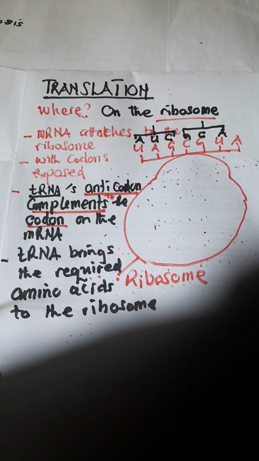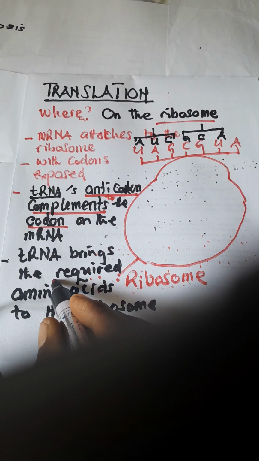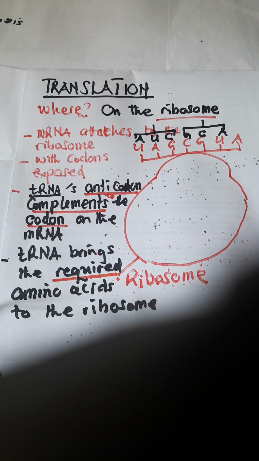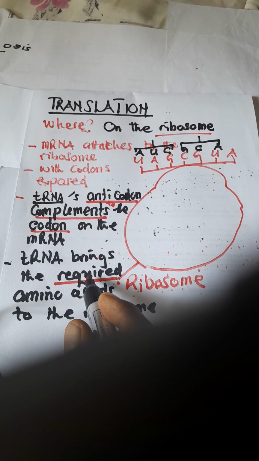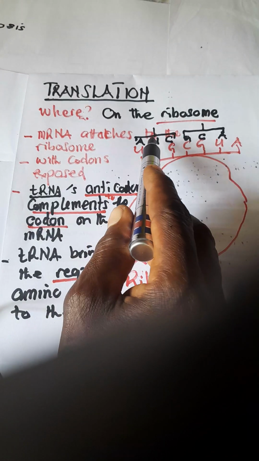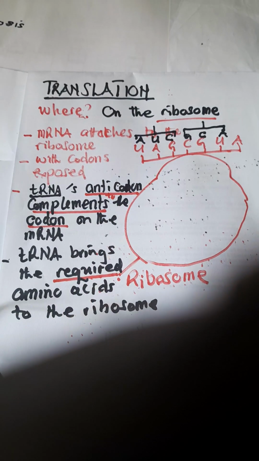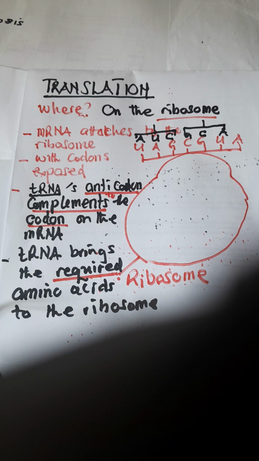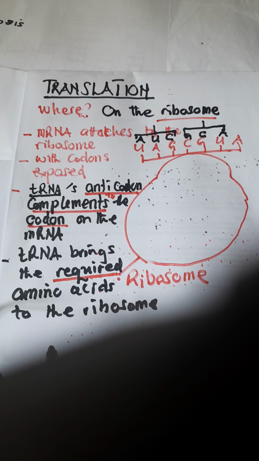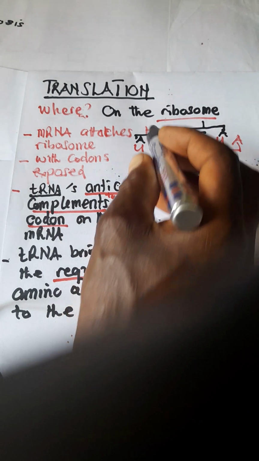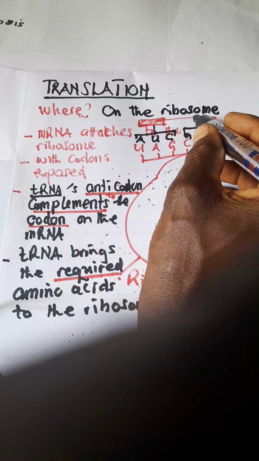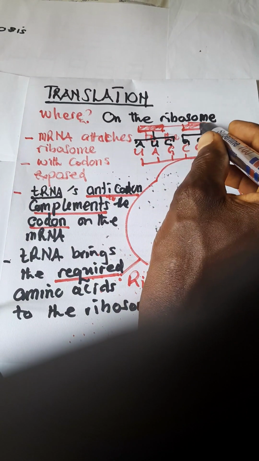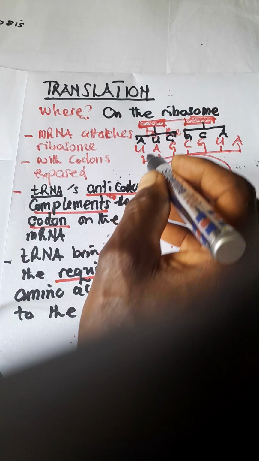So now, as you can see, tRNA does not bring any type of protein or amino acid. It brings only that one which is required. That is why it has to be complementary to the mRNA's codons. Very important. Therefore, what happens here is that we are going to have one amino acid there, and here we are going to have another amino acid there. So you can see there are two amino acids there.